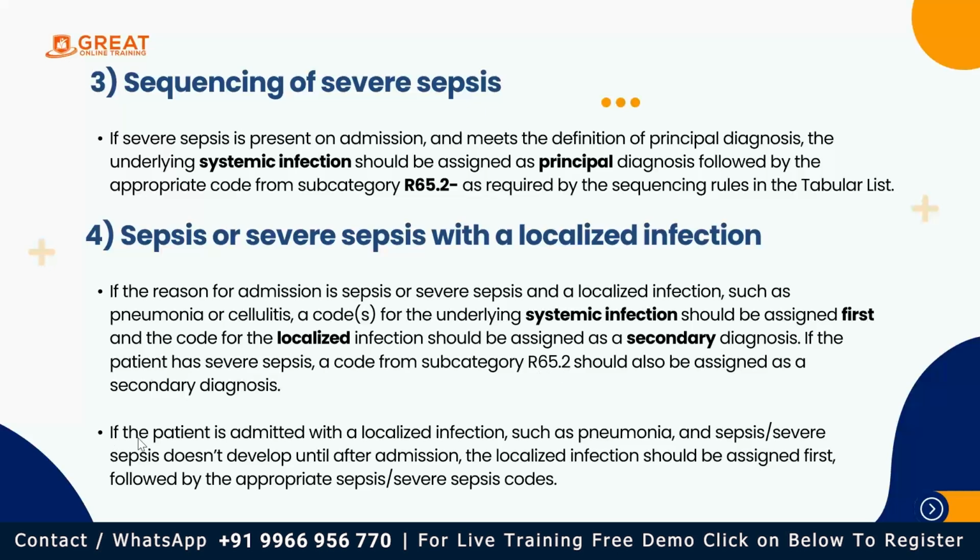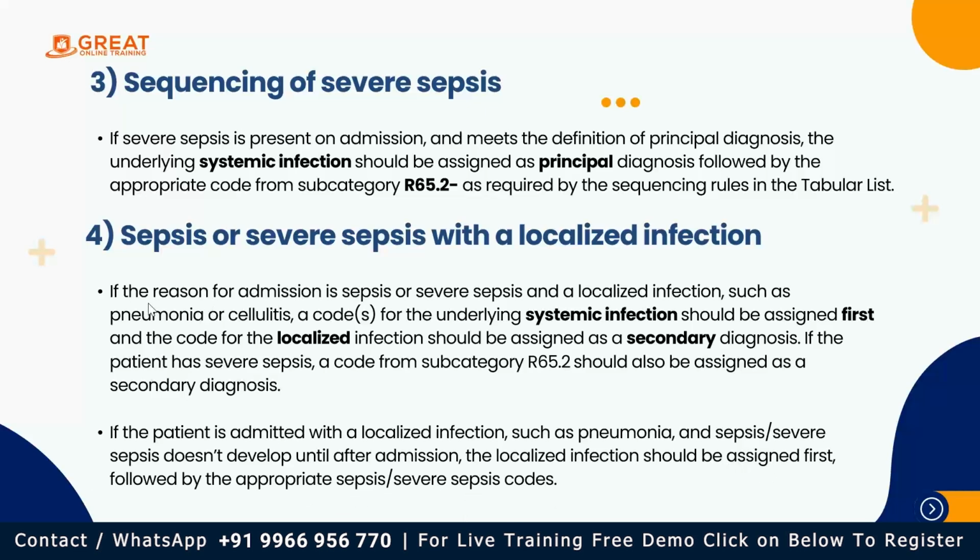But if the patient is admitted with a localized infection such as pneumonia and sepsis or severe sepsis doesn't develop until after admission, okay, the localized infection should be assigned first, followed by the appropriate sepsis or severe sepsis code.